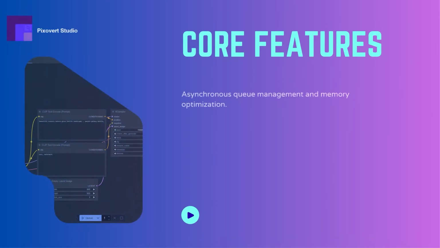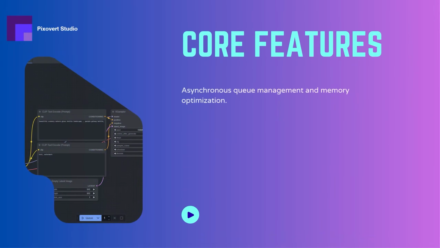Now, when we move on to the core feature, which is asynchronous queue management and memory optimization. This is something which is a little bit technical in nature, but essentially in some user interfaces, when you start a process, the process has to start from the very start and continue all the way to the end. With ComfyUI, if you don't need to repeat part of a workflow, that part of the workflow is just not repeated. You only repeat the part of the workflow that will produce a different result. That gives it enormous efficiency.